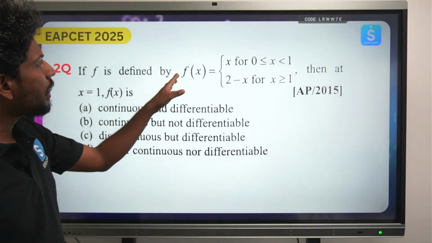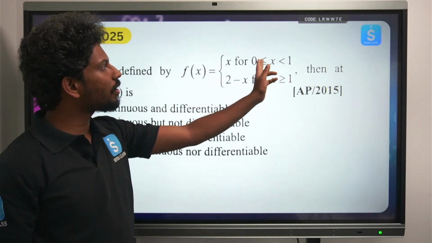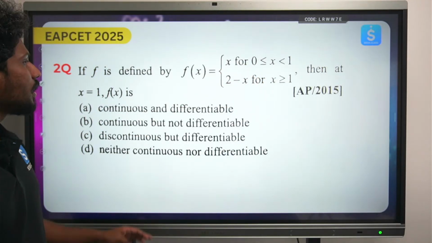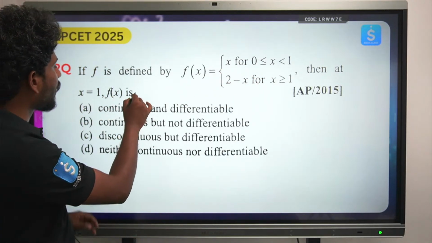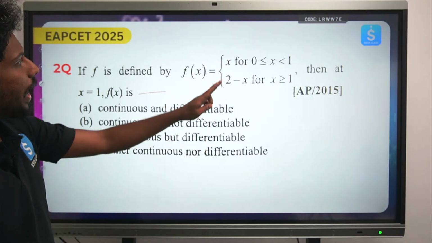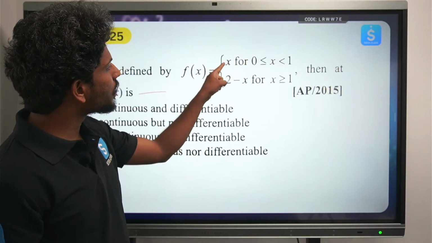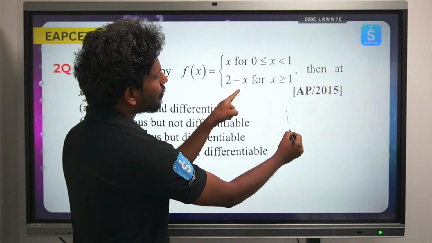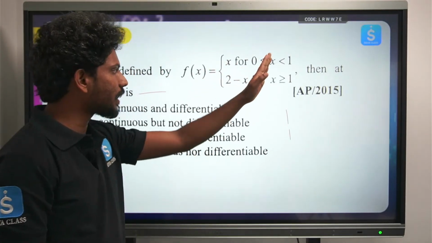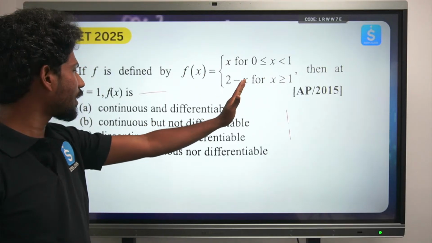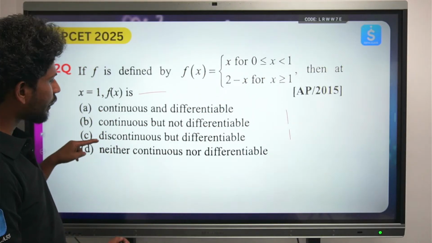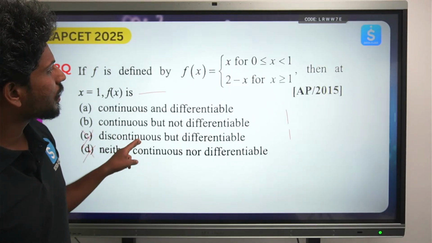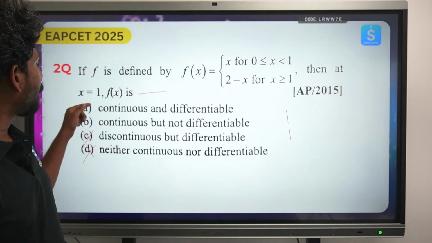f of x is defined by f of x equals x for 0 less than x less than 1 and 2 minus x for x greater than or equal to 1. Then at x equals 1, f of x is, okay, substitute 1 near x equals 1, 2 minus 1 is 1, so it is continuous because it is left hand continuous as well as right hand continuous. So wherever discontinuous is mentioned, that option is wrong. So this is discontinuous, so we are just crossing out option C and option D. We have two more options.